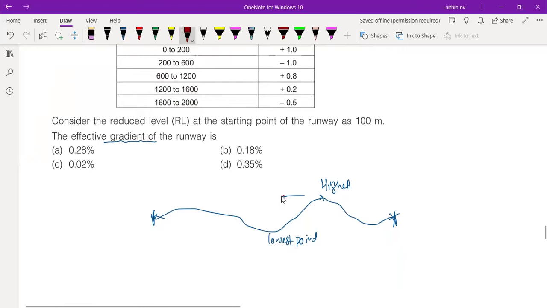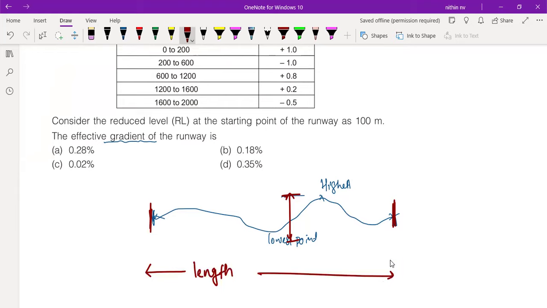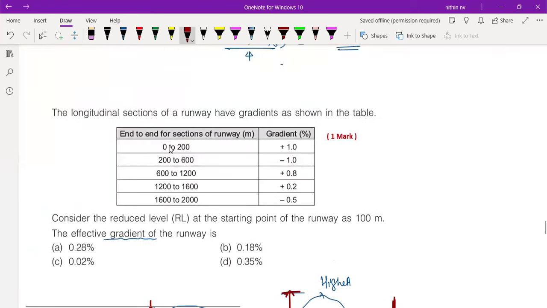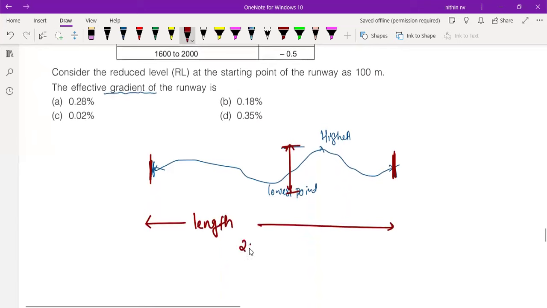That's the first task. Okay, so this is it. And you need to divide with the total length from the starting to the ending. Whatever be the total length of this stretch, we need to consider that to calculate the effective gradient. Okay, so to check this horizontal length, what we can do? Just go back to the table and look at this value, 0 to 200, this gradient, 200 to 600, this gradient, and so on. Finally, what they are telling, 1600 to 2000, the gradient is minus 0.5, which means what? The entire length will be 2000 meter or 2 kilometer.